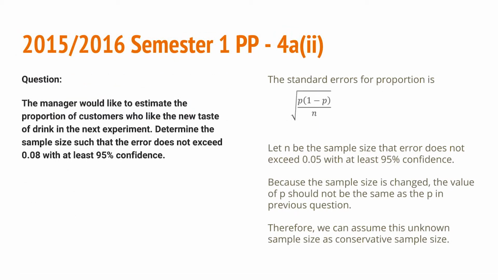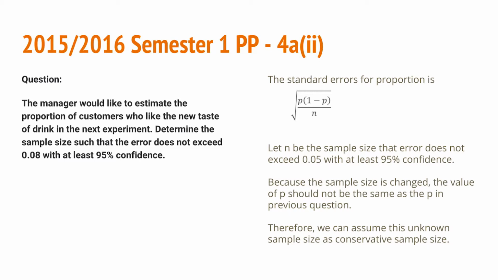In question 4A2, the manager would like to estimate the proportion of customers who like the new taste of drink in the next experiment. We should determine the sample size such that the error does not exceed 0.08 with at least 95% confidence. In this question, we should apply the standard errors for proportions, which is shown here. Let n be the sample size that error does not exceed 0.05 with at least 95% confidence.